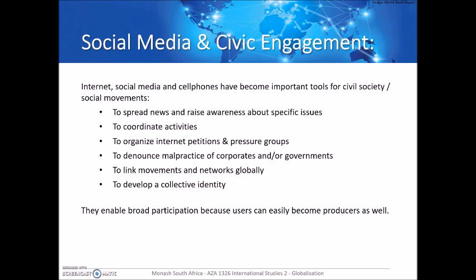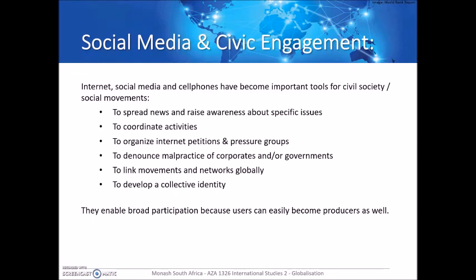So the internet, social media, and cell phones have really benefited and facilitated the spread of news and the capacity to raise awareness about specific issues. It allows civil society to coordinate activities, to organize internet petitions and pressure groups, to denounce malpractice of corporates and of governments as well. It allows linking movements and networks globally. And it has also allowed the development of a collective identity around certain issues.